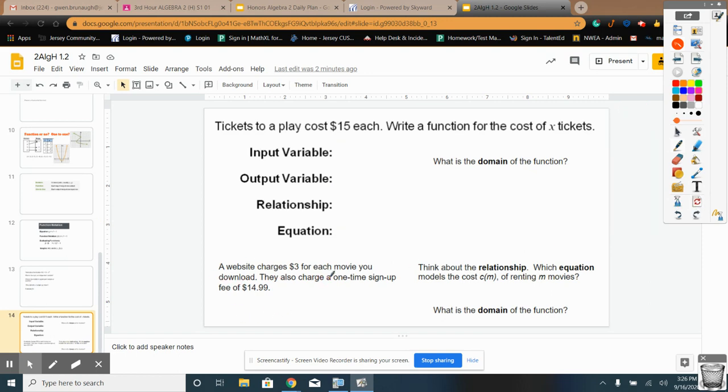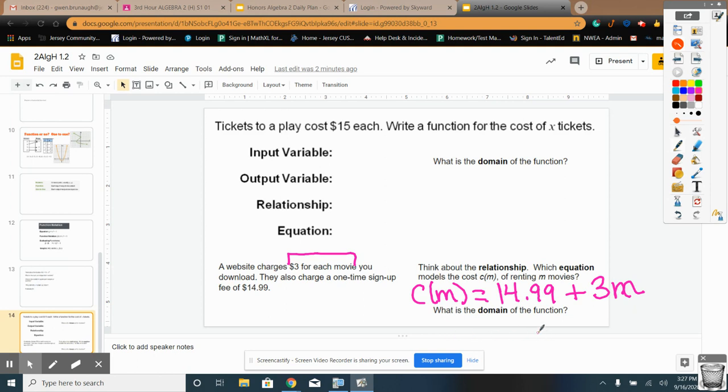Let's look at this guy. A website charges $3 for each movie you download. They also charge a one-time sign-up fee. So they have an initial condition here. $3 per movie. That's a rate of change. That's going to be like a slope. So what equation will model C of M where M is movies? So what is the cost? We're going to take that initial condition, $14.99, and we'll add to it 3 times each movie.